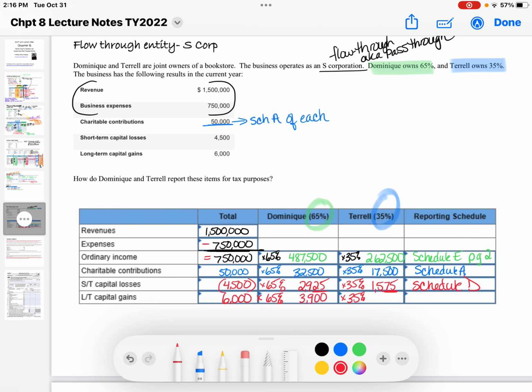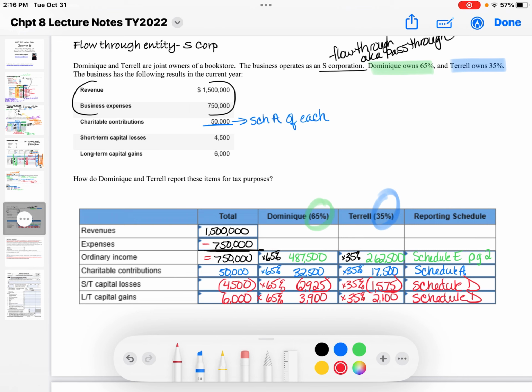All right, so here's the split for the gains. So we show that as a positive number. Oh, let me show these as negative here. There we go. So we show the gains as a positive number. Again, that goes on the Schedule D.